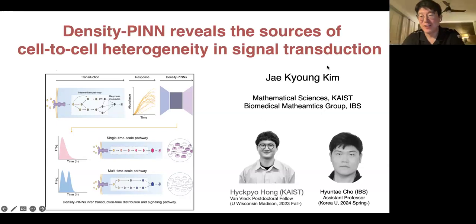Hello, everyone. First, thanks so much for giving me a chance to share our work in this exciting seminar series. Today, I'm going to talk about two things. We recently developed the density pin, and I will explain what it is. After that, I will describe how we use this density pin to analyze some biological data to solve some key mysteries in biological systems.